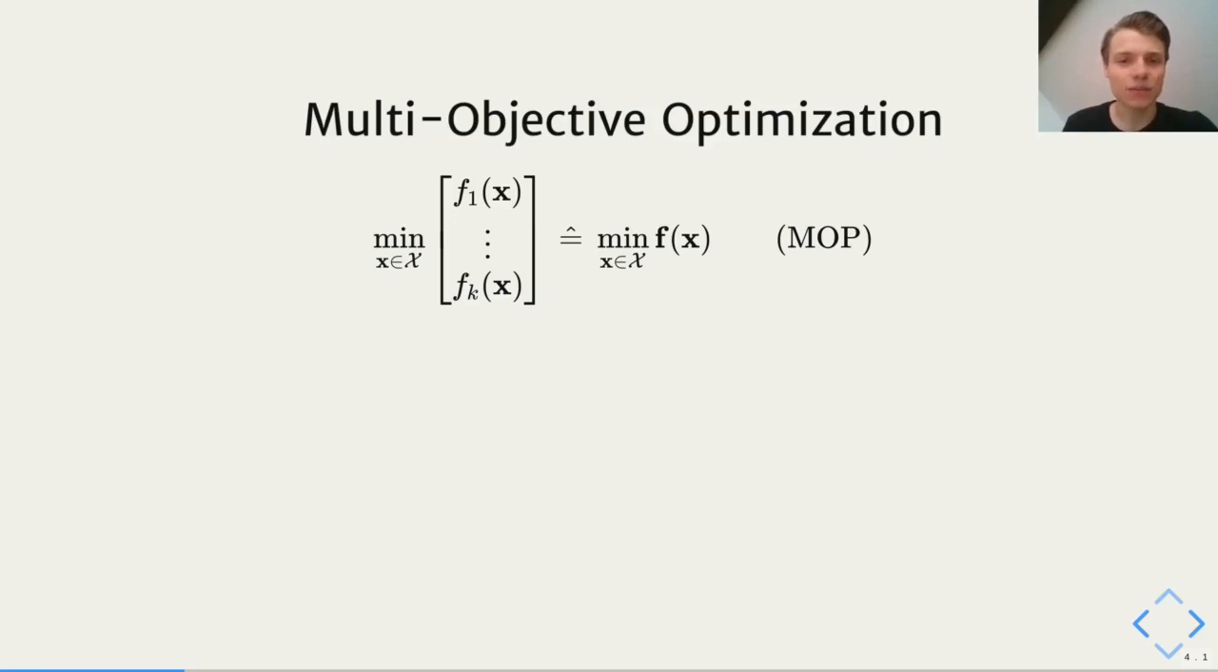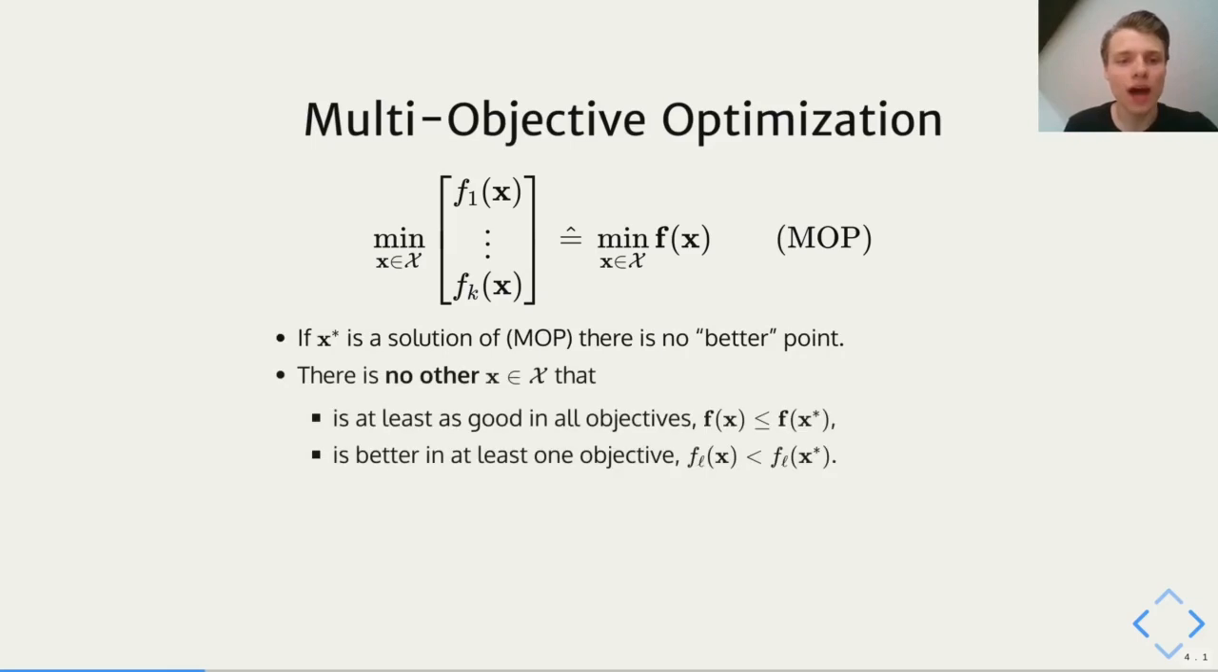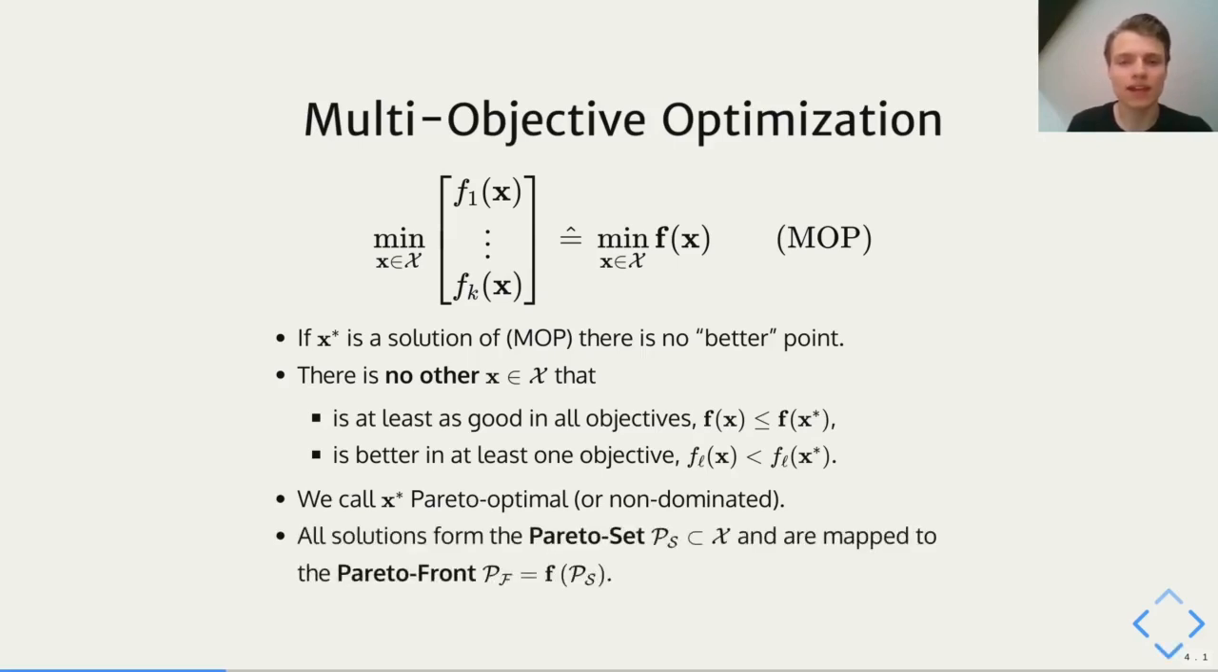And like in single objective optimization, we have a very basic notion of a minimizer. We say that x star is a solution of MOP if there is no better point. And by that we mean there is no other feasible point x that is at least as good in all objectives and is better in at least one objective. And by better, of course, we mean it has a lower value because we are minimizing. And such a point where there is no other better point we call Pareto optimal or non-dominated. And usually for this kind of problem, you have multiple solutions, which are in a certain sense optimal trade-offs between the different objectives. And these solutions then form the so-called Pareto set and are mapped to the Pareto front in objective space.